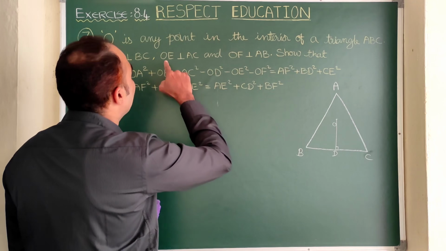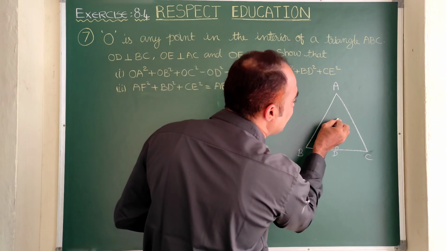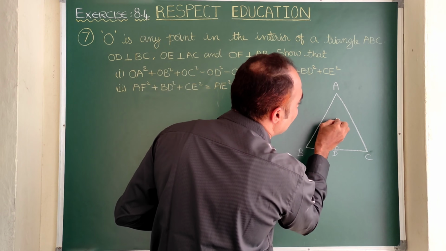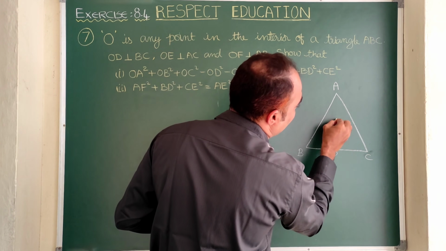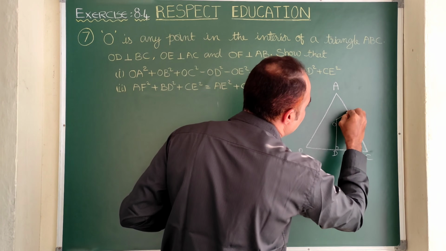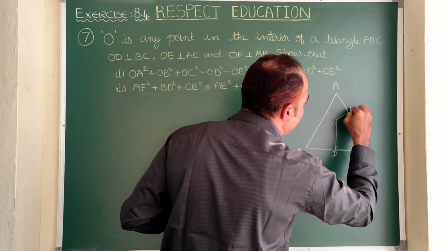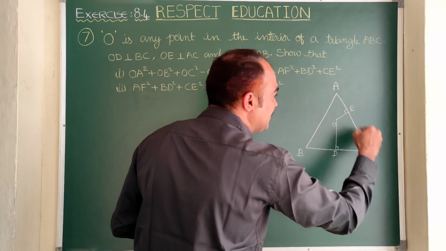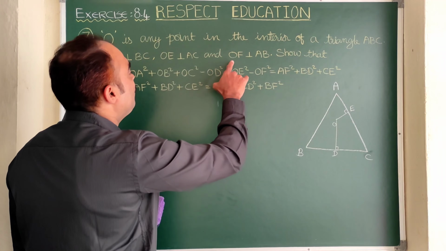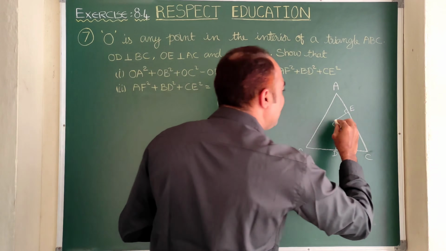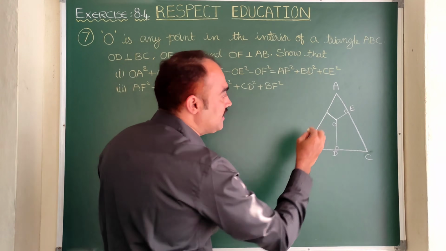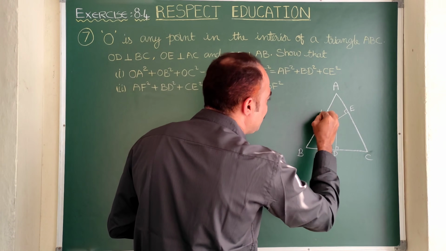Clear? OE is perpendicular to AC. From here let us draw one perpendicular. For example, this point can be taken as E. This is perpendicular. OE is perpendicular to AC. Similarly, OF is perpendicular to AB. From here, let us draw one more perpendicular to AB. That is OF. This point is F.